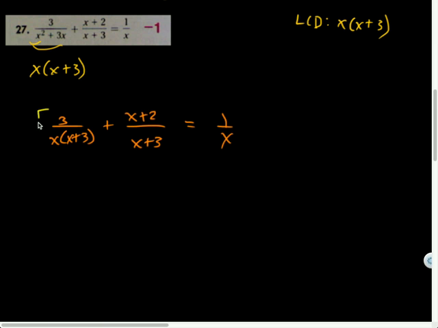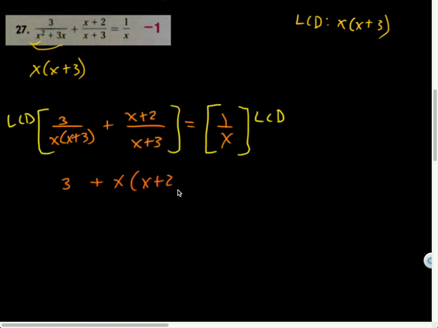So I'm going to multiply both sides of the equal sign by the LCD. And when I multiply by this fraction, the x and the x plus 3 cancel out. I'm left with just 3. When I multiply by this fraction, the x plus 3's cancel out, and I'm left with x times x plus 2. And when I multiply that by this fraction, the x's would cancel out, and I'm left with just 1 times x plus 3, or x plus 3. So let's see, this is 3 plus x squared plus 2x equals x plus 3.